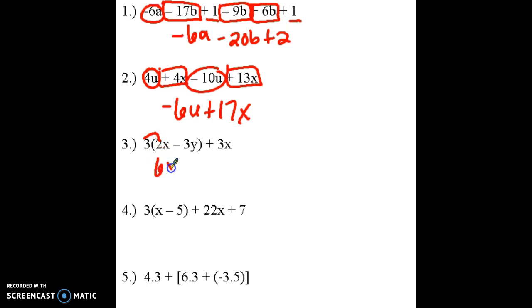3 times 2x is 6x. 3 times negative 3y is negative 9y. Bring down your plus 3x. 6x plus 3x is 9x. And bring over your minus 9y. 9x minus 9y.